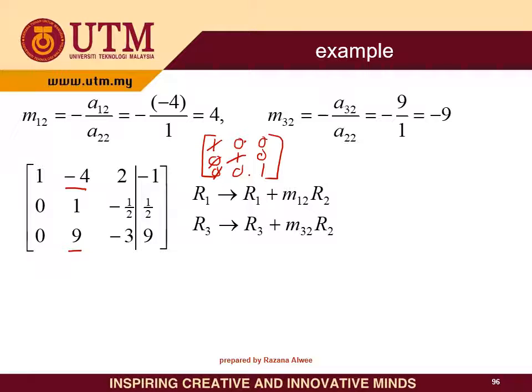Okay, so in order to do that, we need to change row 1 and row 3. So row 1 and row 3, the new ones should have 0 in column 2. So how to do this? For M12, M22, A12 divided by A22, negative 4 divided by 1, so we get 4. For M32, no, this is 3, sorry. This one is supposed to be 32.